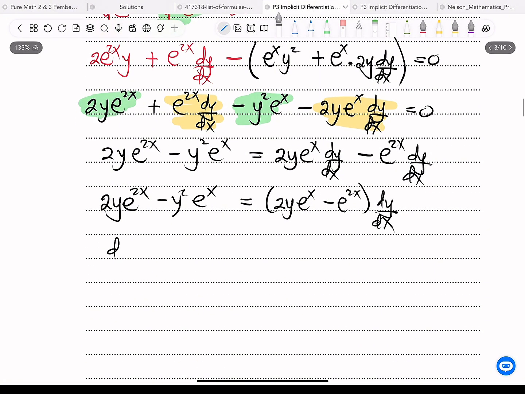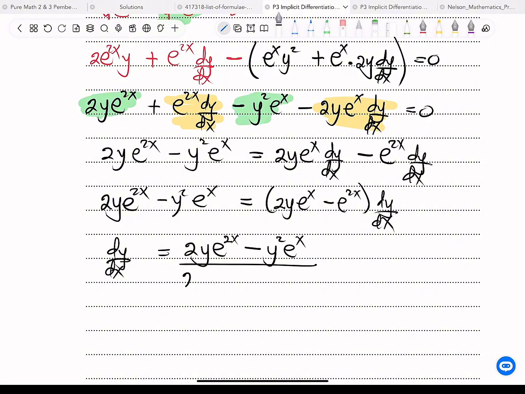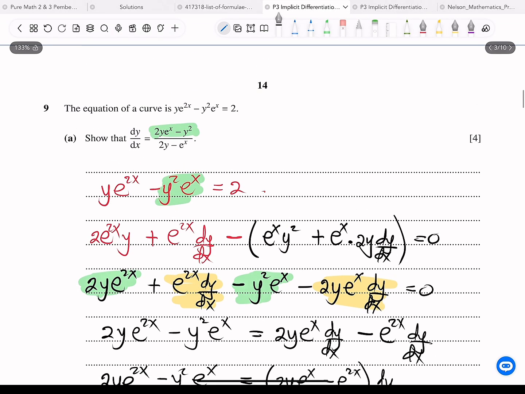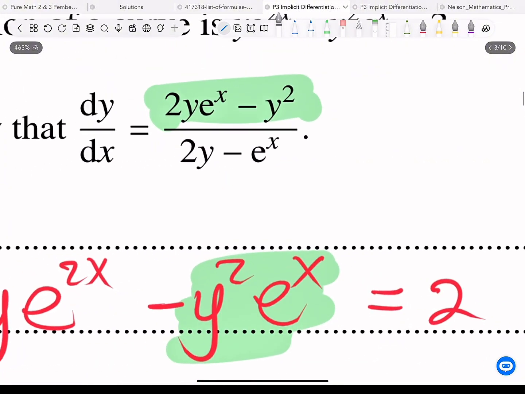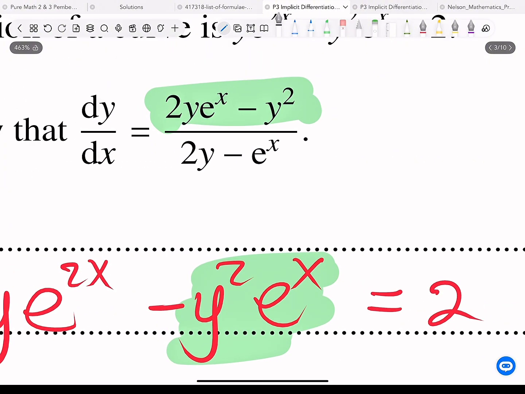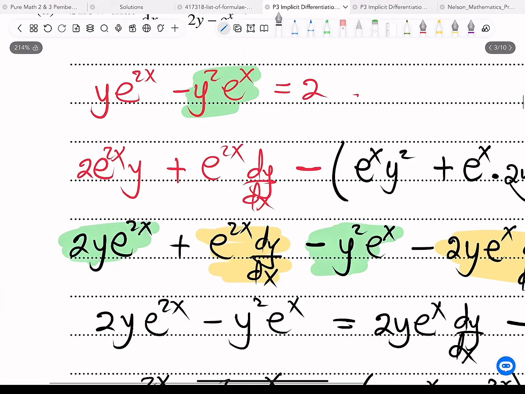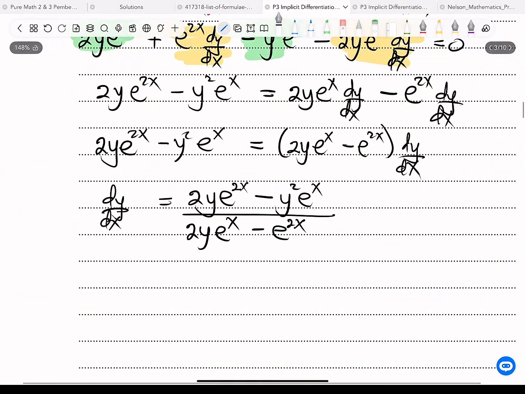So my dy/dx must be 2y e to the power 2x minus y squared e to the power x all over 2y e to the power x minus e to the power 2x. And if you look at what we want to prove, you do not see any e to the power 2x there. So that means we need to do further simplification.